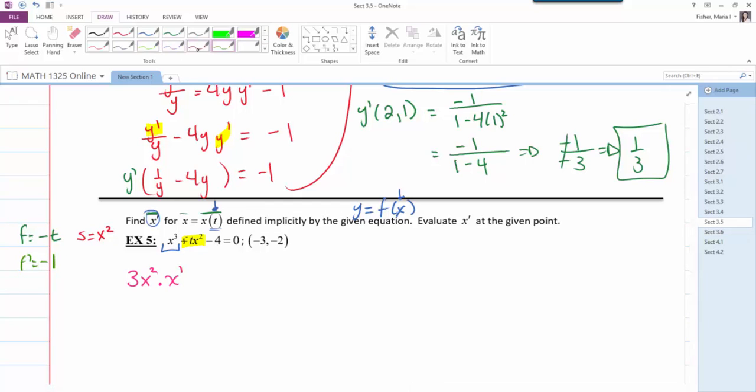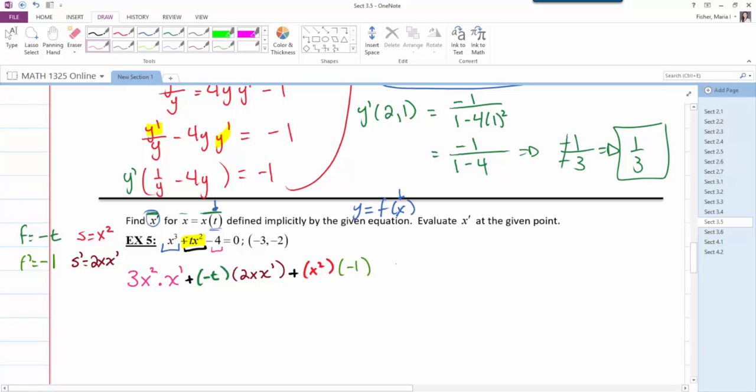And the derivative of my second term, s prime, is going to be 2x times x prime, because it's the derivative of an x term with respect to t. So putting it all together, we'd end up with plus, so I'm taking the derivative of this, and again, it's a product rule, so it's going to be the first times the derivative of the second plus the second times the derivative of the first. And now let's just finish this off.